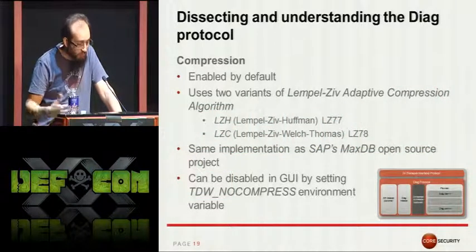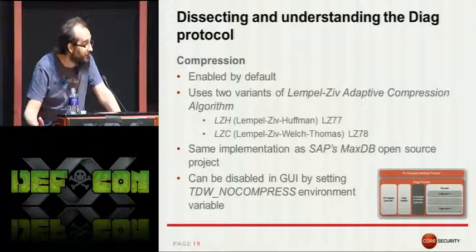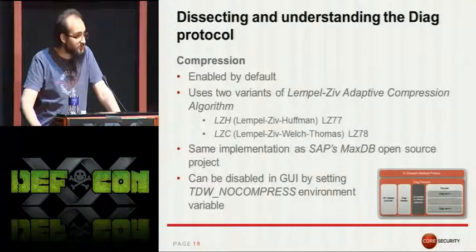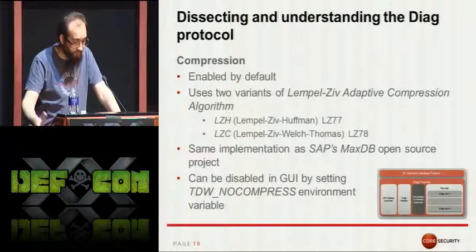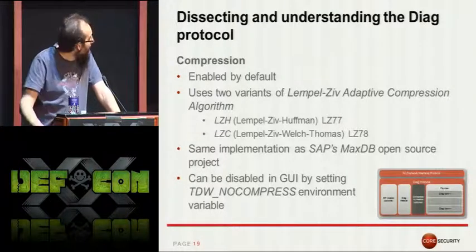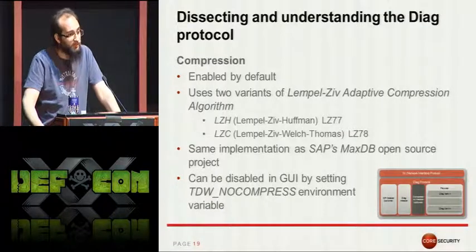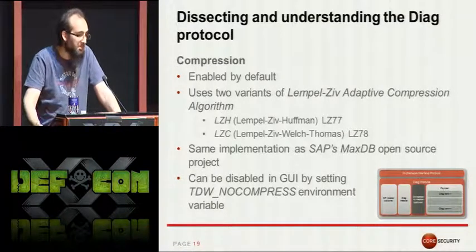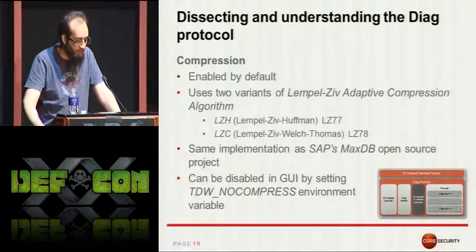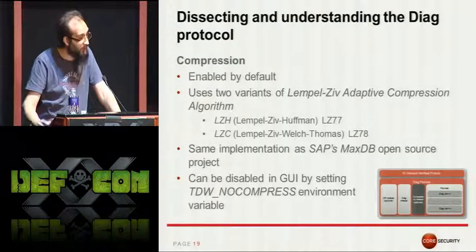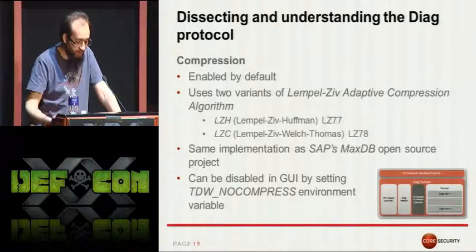So about the compression, well, it's enabled by default. It uses two different variants of the Lempel-Ziv compression algorithm, LZ77 and LZ78, and it's the same implementation as the MaxDB open source product. So this code is available. And one interesting thing is that it can be disabled in the GUI application by setting a special environment value.